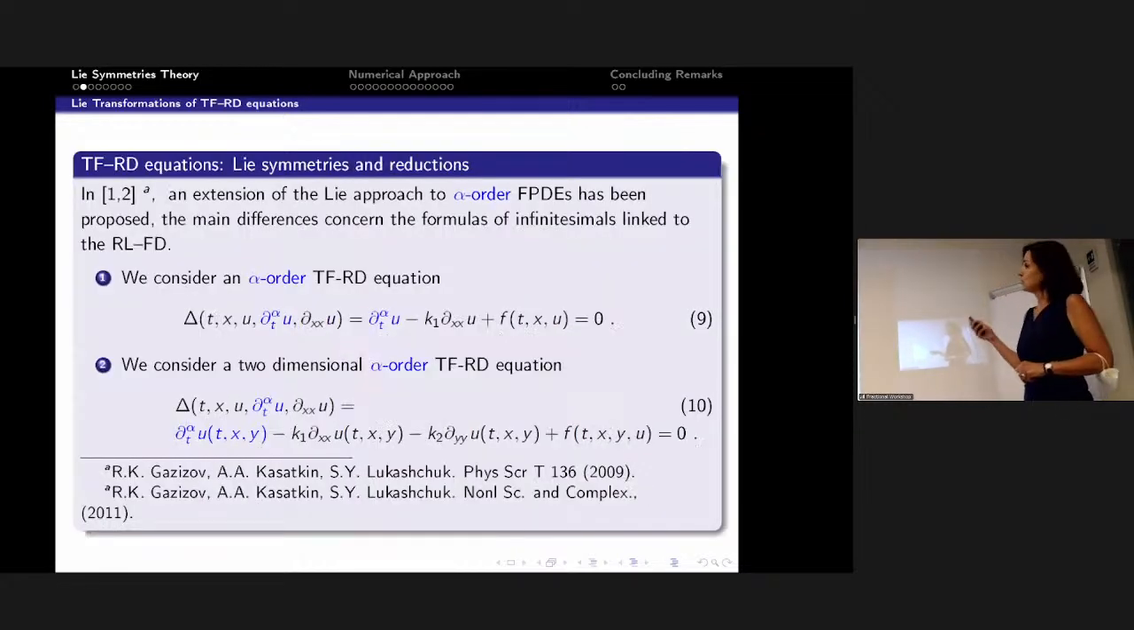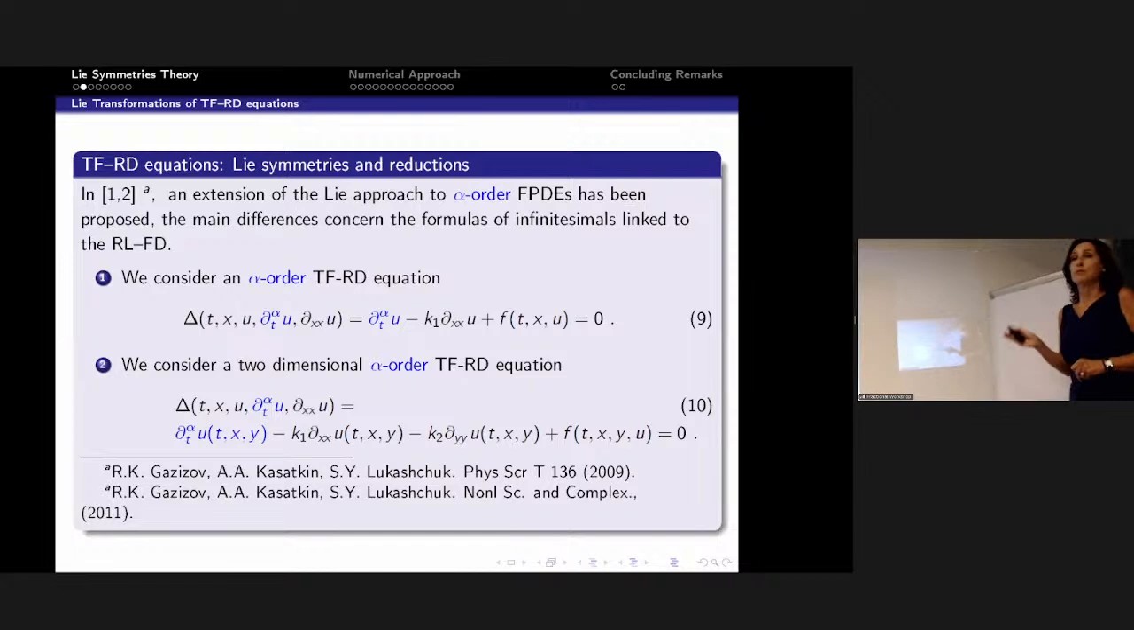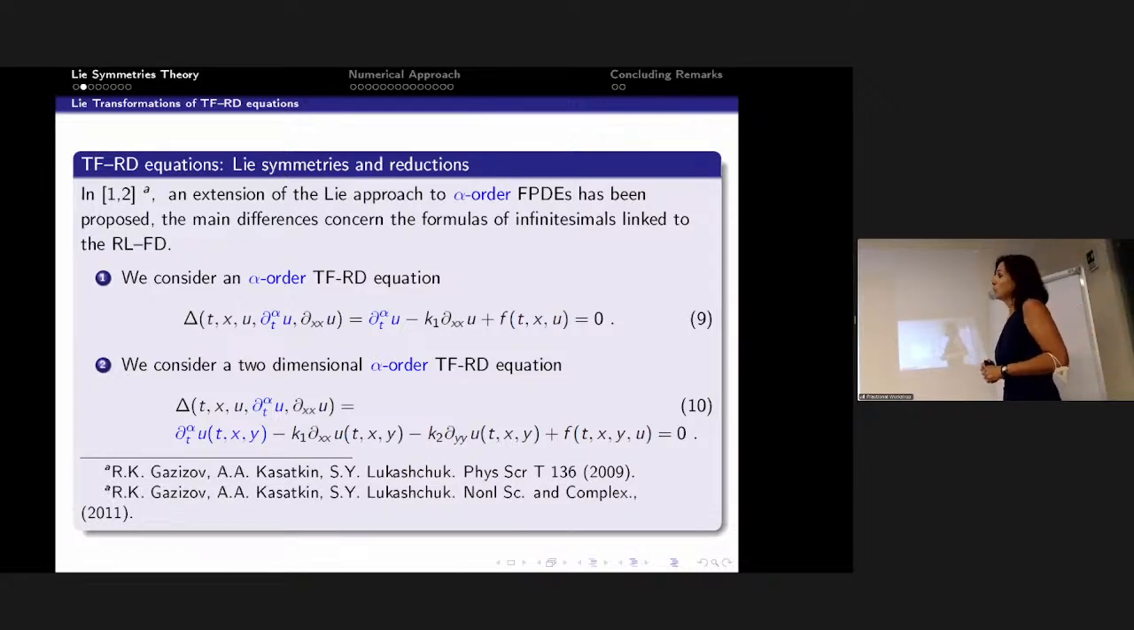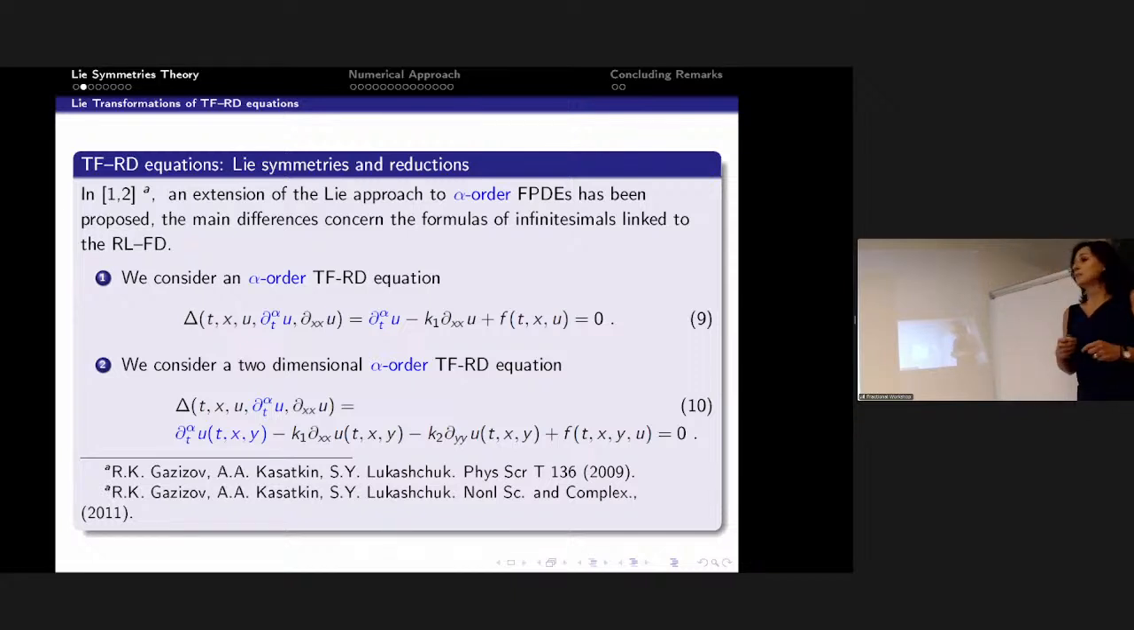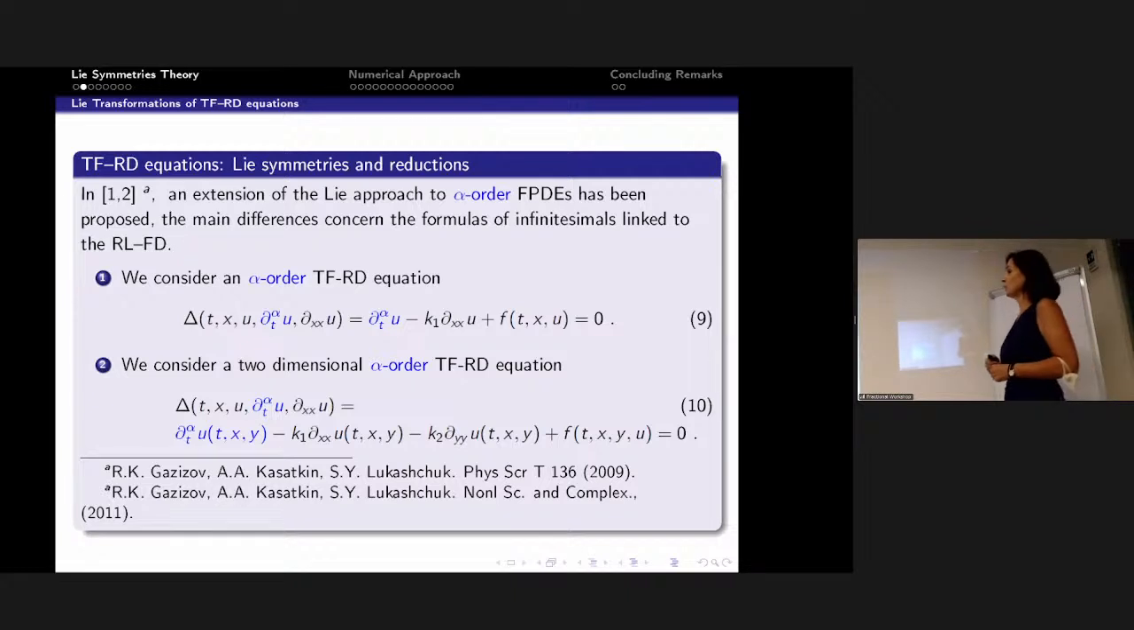Now I'll show you how this theory can be applied for solving fractional differential equations. In particular, we consider two different cases. The first one is an example of a time-fractional reaction diffusion equation in one-dimensional space. In the second case, we consider the same equation defined in two-dimensional space.